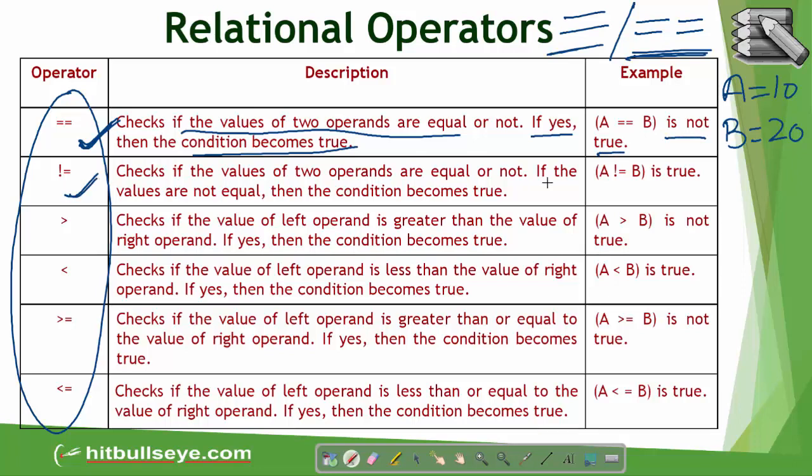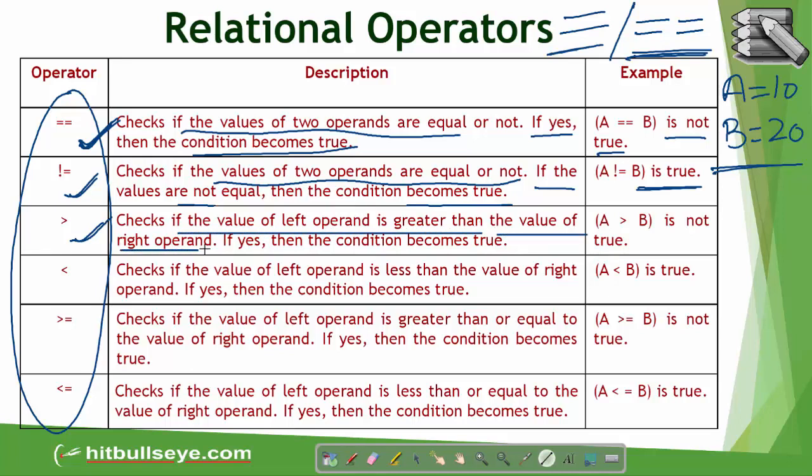Not equal to operator. It checks if the values of two operands are equal or not. If the values are not equal, then the condition becomes true. Here the values are not equal to each other, so the condition becomes true. Greater than operator. It checks if the value of the left operand is greater than the value of the right operand, right? If yes, then the condition becomes true. Here the value of the left operand is not greater than the value of the right operand, so the condition becomes false, that is, not true.